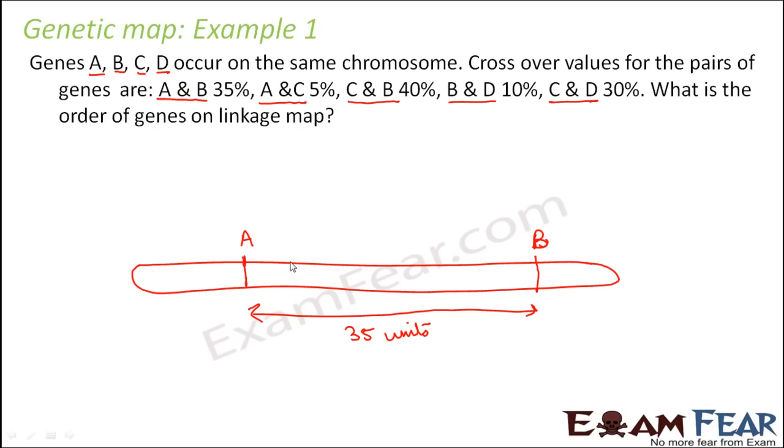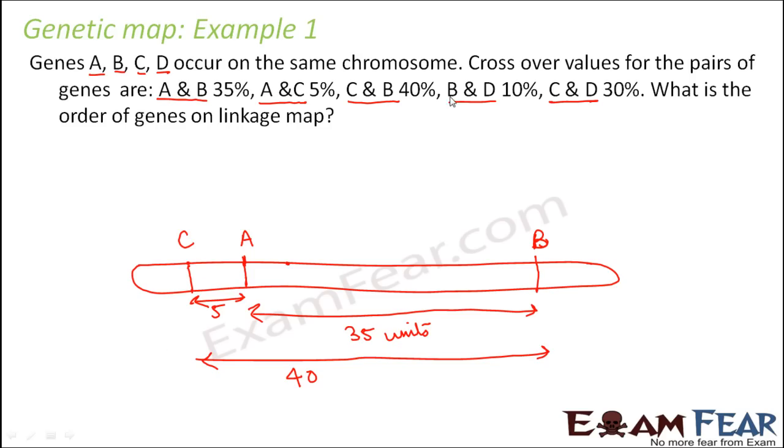Now C can be this side, C can also be on this side. So how do we decide where C will be? That depends on the distance of C from B. You see B and C is 40. So for B and C to be 40, C has to be located here, so that in that case this distance is also 5 and this distance is also 40. So both the conditions get satisfied here. So that is where C is located.